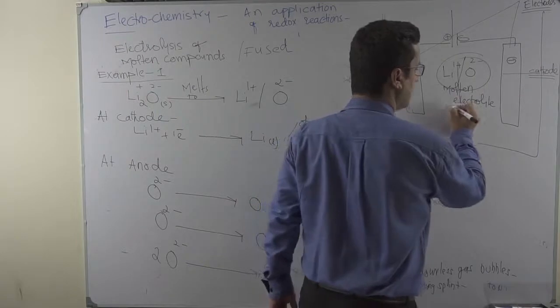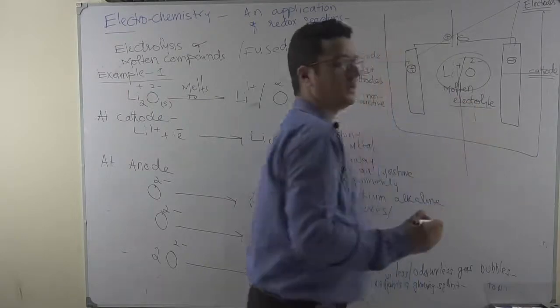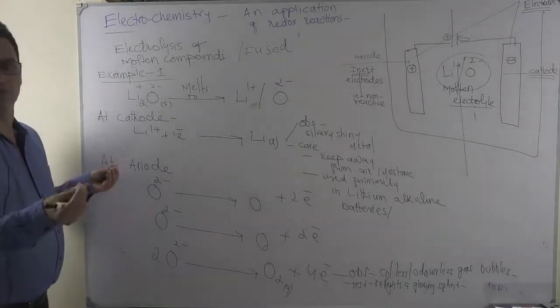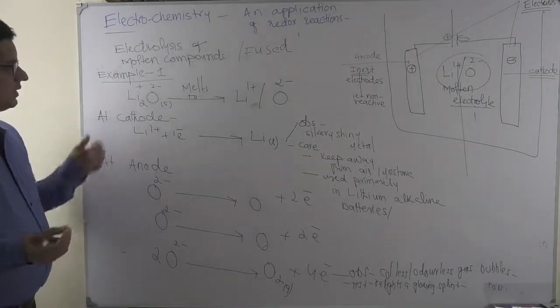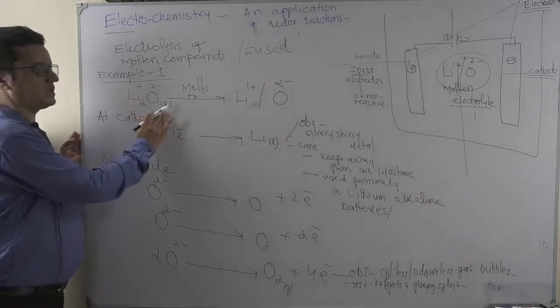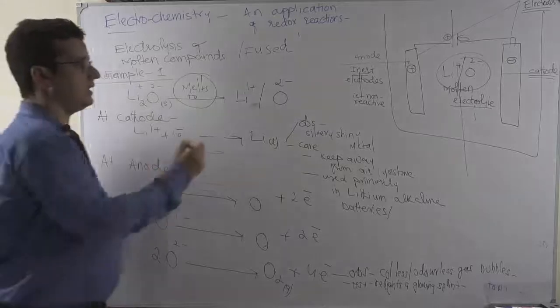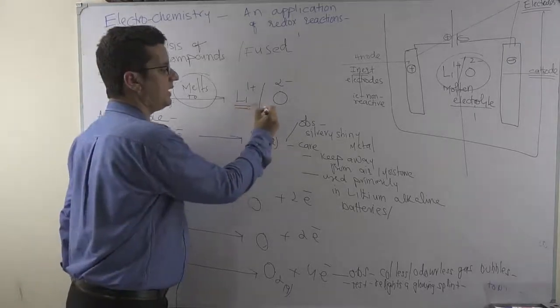So for a molten electrolyte, the word electrolyte means an ionic substance whose ions are free to move. We have an example like solid lithium oxide. When it is melted, in molten form in the electrolytic cell, it changes to lithium ions and oxide ions.